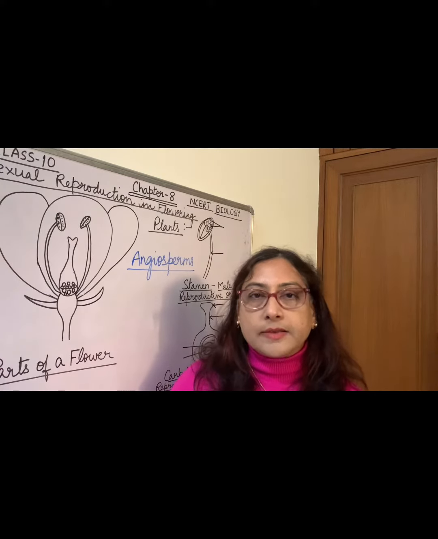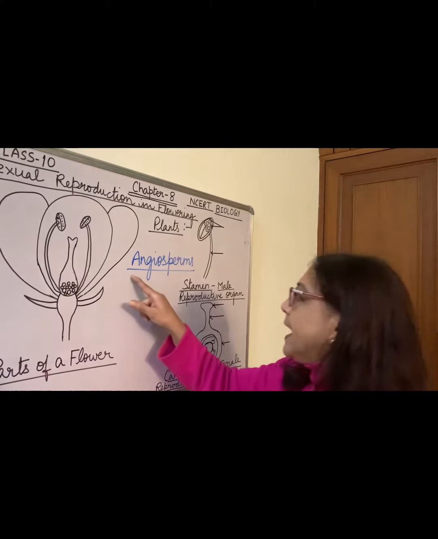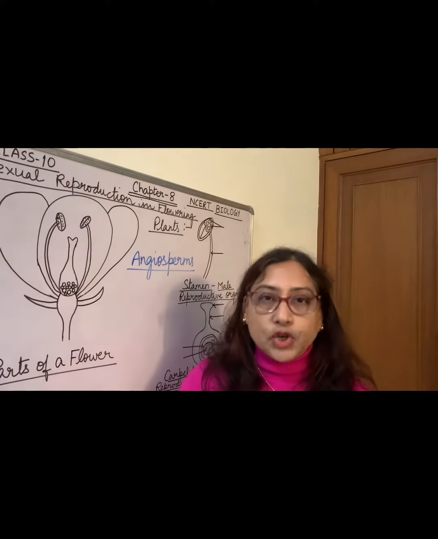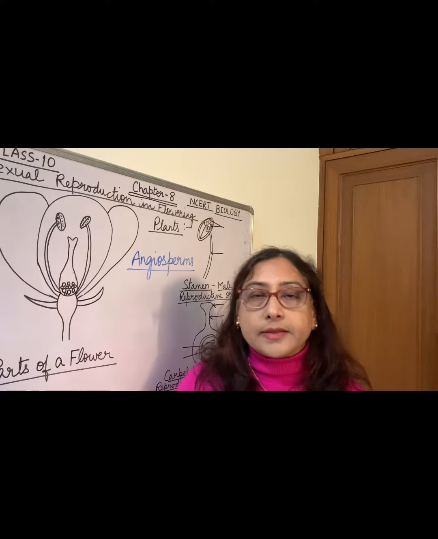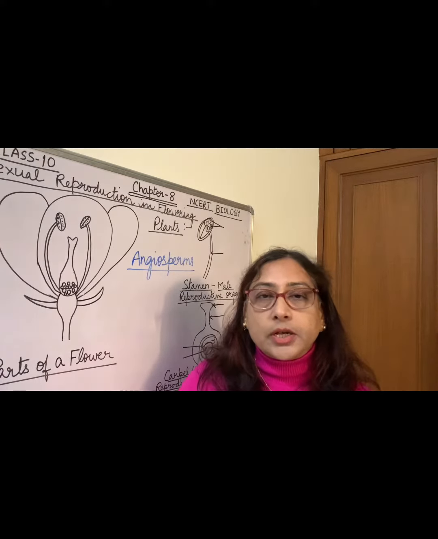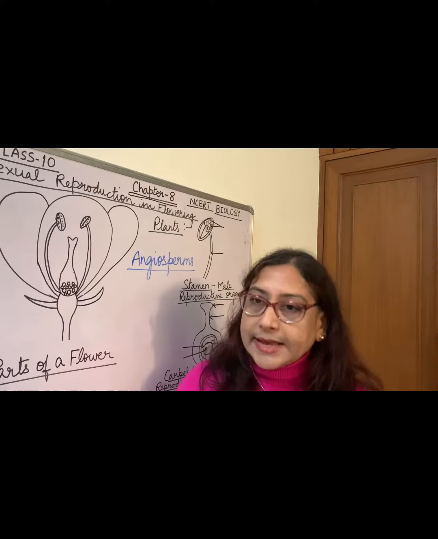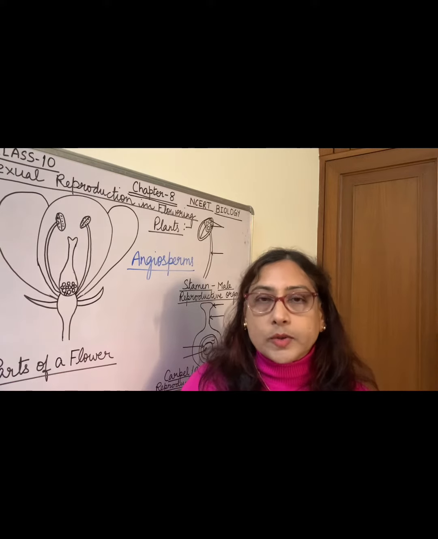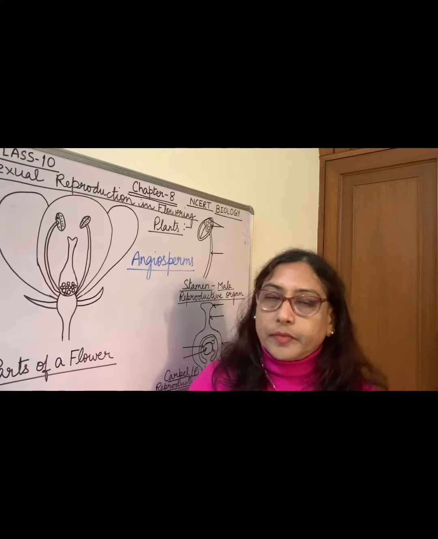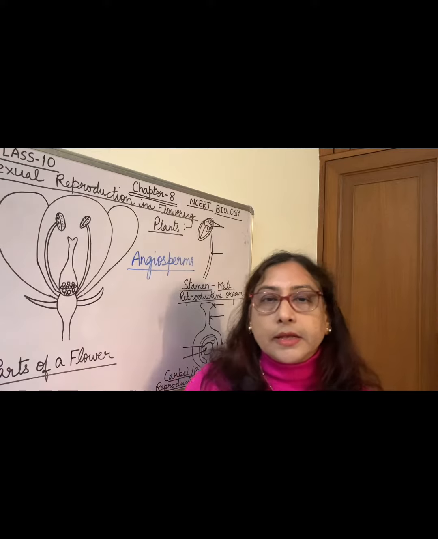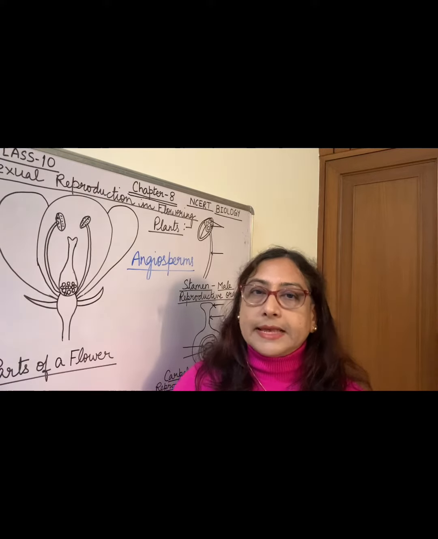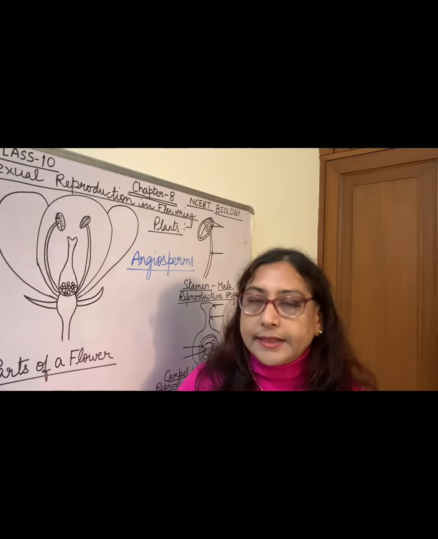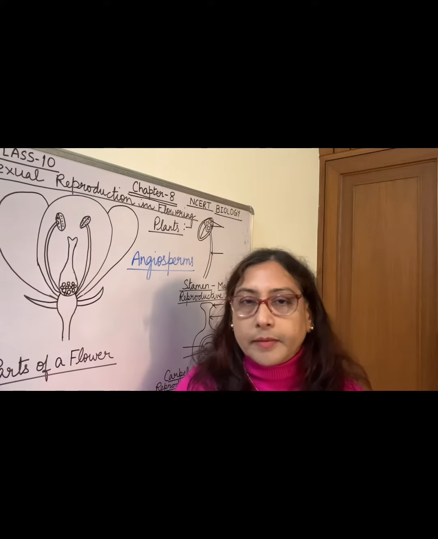And the flowering plants are also known as angiosperms. So, angiosperms are the higher plants in which the sex organs are present within the flower and the seeds are enclosed in a fruit. Now, like humans, the male and the female sex organs are also present in the plants and they are present in the flower.